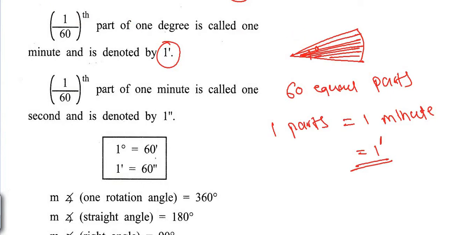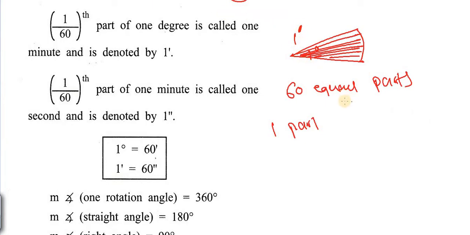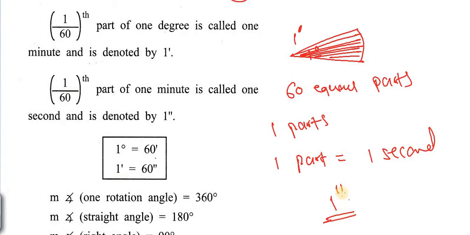Consider this is 1 minute, and it is further divided into 60 equal parts. If this 1 minute is divided into 60 equal parts, then one such part is known as 1 second, and it is denoted by a double dash over it. So this is 1 second. So this completes the sexagesimal system of units.